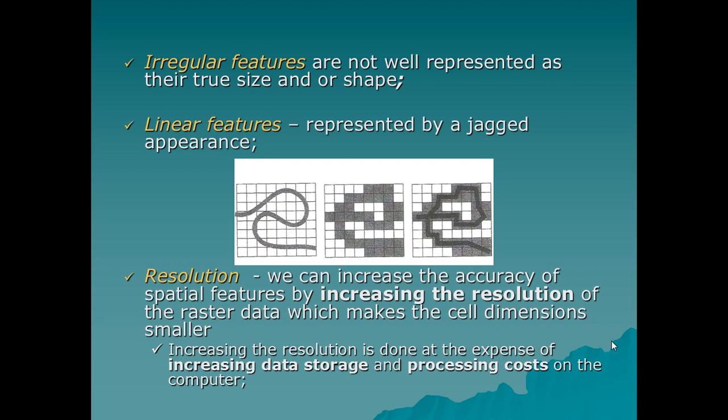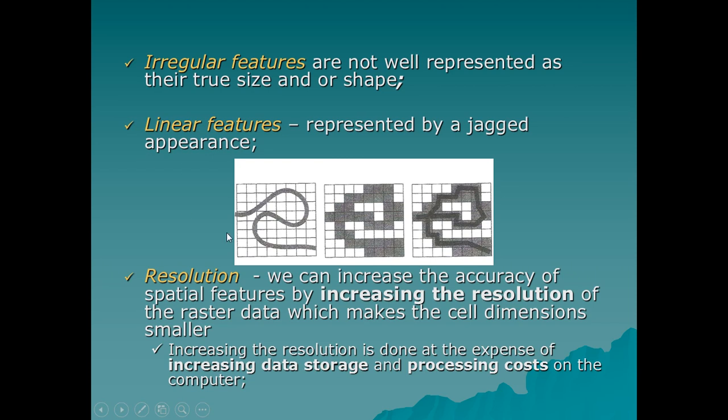As you recall, when we represent features using the raster data model, they are not well represented. They tend to be irregular, particularly around the boundaries. So they don't represent the true size or true shape of the feature very well.